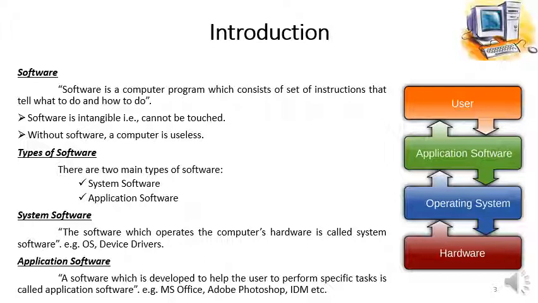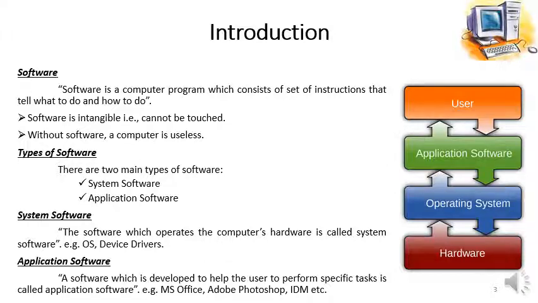For example, MS Office. In MS Office we have many other programs or software like Microsoft Word, Microsoft PowerPoint, and Microsoft Excel, and many others available in Microsoft Office. Adobe Photoshop is also an example of application software. Internet Download Manager is an application software, and there are many other application software that we use in our daily life.